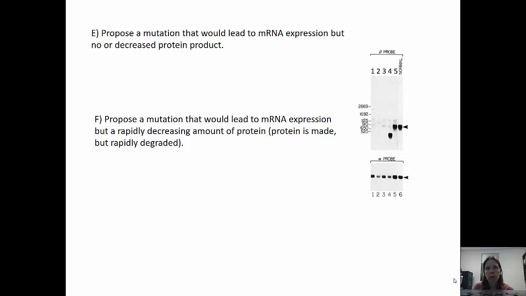And finally, if we were looking for what type of mutation might lead to mRNA expression, but then a rapidly decreased amount of protein. So the protein's made, but then it's rapidly degraded. This could be some type of mutation within the protein, so that would be something like a missense mutation that maybe changes one amino acid to a different amino acid, and that change could cause the protein to no longer fold properly, and that misfolded protein could then be targeted for degradation by the proteasome. A nonsense mutation could also do that, so a truncated protein might also have problems folding and again be targeted for degradation by the proteasome.